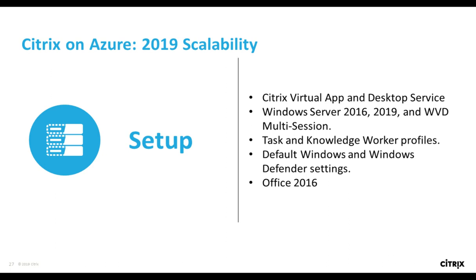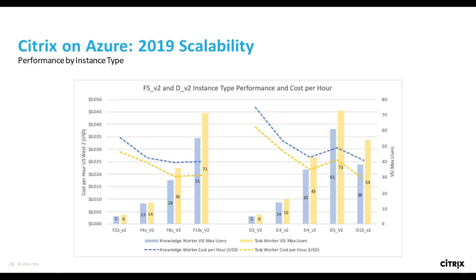So from a scalability perspective, especially looking at the latest operating systems using the latest Citrix tools, we focused on those two instances and what's going to drive the most optimal dollar per user per hour performance. In our testing, we used the Virtual Apps and Desktops service, analyzed 2016, 2019, and WVD using the task and knowledge worker profiles within FSLogix. We started with the default Windows settings with Windows Defender and Office 2016 to get an unoptimized common Office use case, because not every customer has gone through optimizations, and we want to see what the standard baseline was.